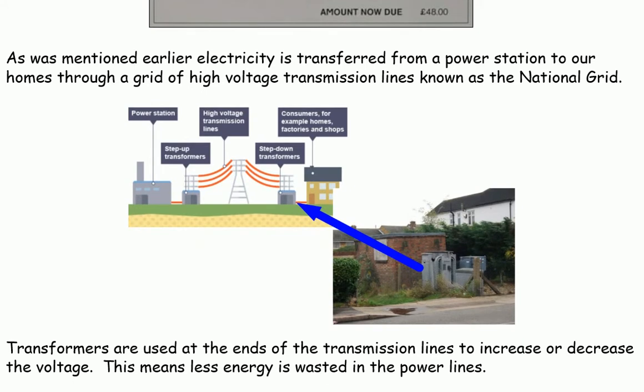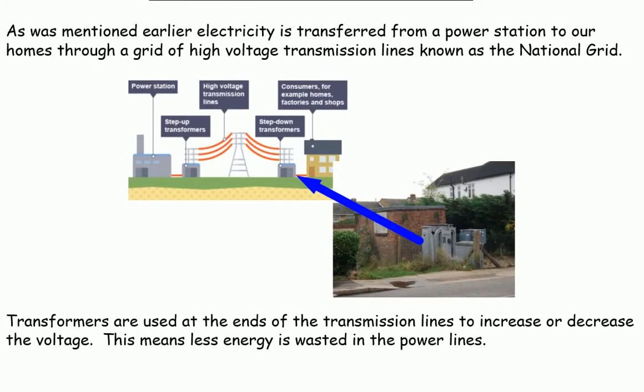As was mentioned earlier, electricity is transferred from a power station to our homes through a grid of high voltage transmission lines known as the national grid. Transformers are used at the ends of the transmission lines to increase or decrease the voltage. This means less energy is wasted in the power lines.